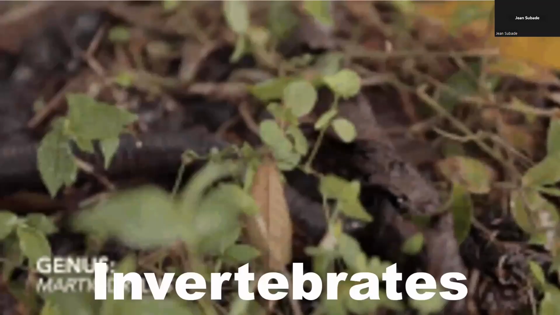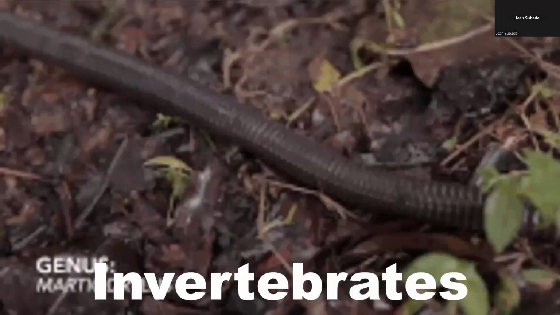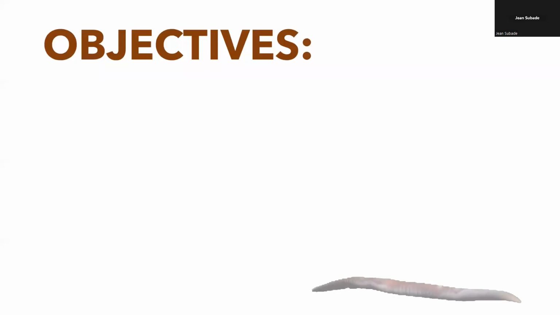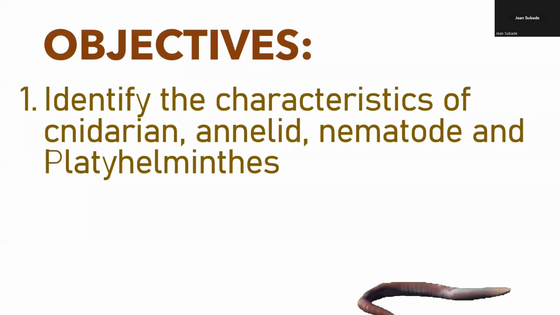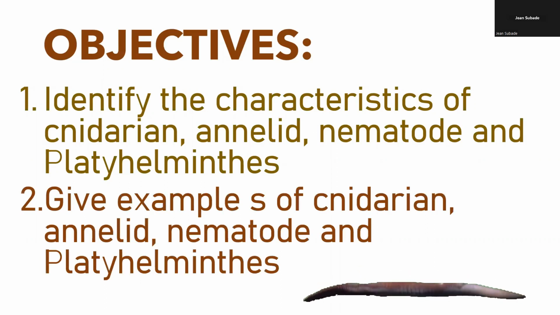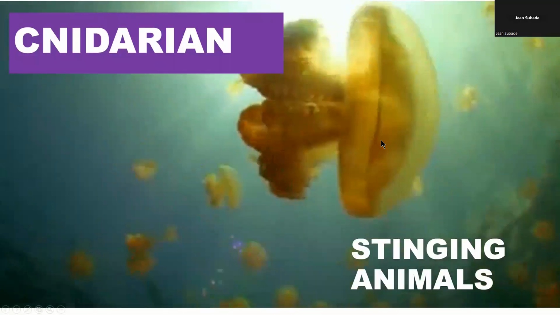So we're done with the mollusks, the echinoderms, and even the poriferans. What about these? Let me start with our objectives. We need to learn and identify the characteristics of Cnidarians, Annelids, Nematodes, and Platyhelminthes. Aside from identifying their characteristics, we are going to give examples of these. There are a lot of examples, but I'm just going to give you some of them.